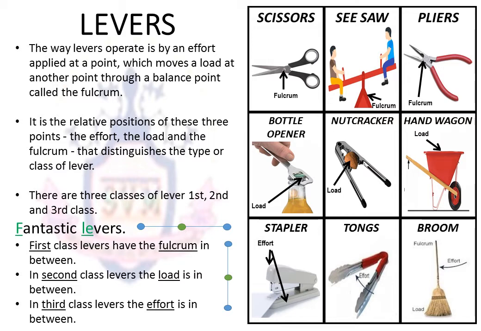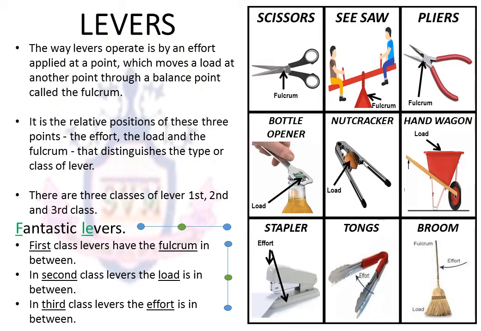You will notice that the fulcrum is in the center. Circle it and you can just write down that this is the first type of lever. You can do the same line drawing for scissors and pliers. You will notice that the fulcrum is in the center, the effort is at one end and the load is at the other. Let's move on to the second type of lever.